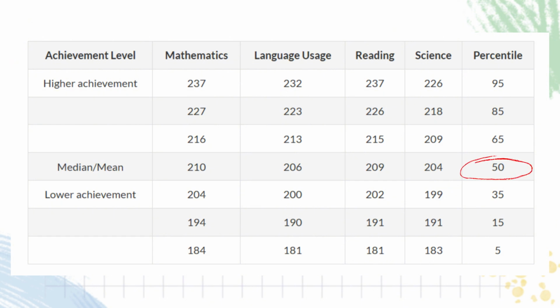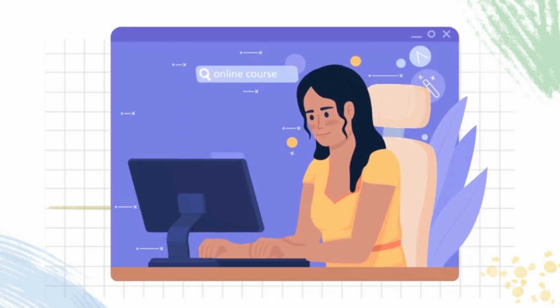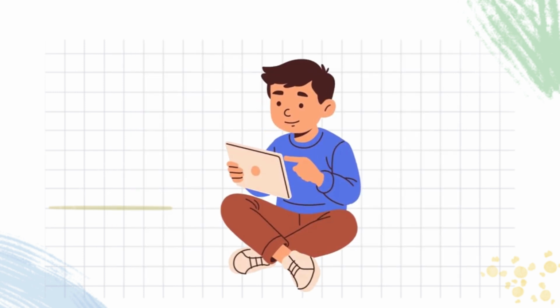For example, the 50th percentile is the median or mean range. A child scoring around this range is performing close to the middle of the norm group. Higher percentiles reflect stronger performance compared with the norm group. Scores below the middle range can help show which subjects or skills may need extra support.